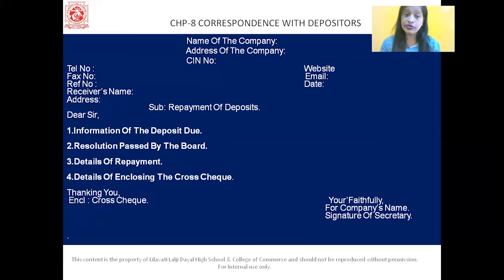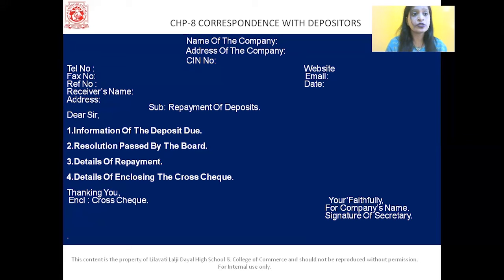Okay, so herein the secretary is saying this is to inform you that your fixed deposit receipt number dash dated dash for rupees dash will be due for repayment on dash. Okay, so first paragraph, the secretary is talking that he has already received the application of the repayment which is to be done, and he is informing the depositor, now your deposits have become due for repayment.